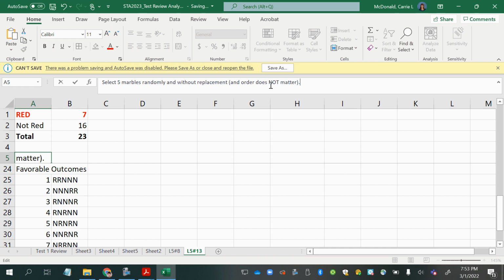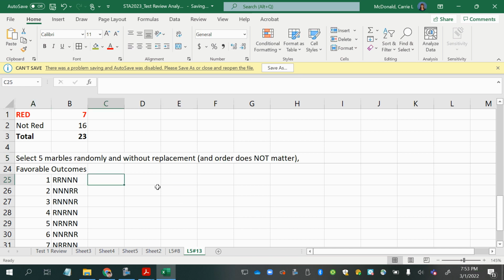So that means we can use combinations for this part of the problem. The combinations formula is programmed right into Excel, and that's just the combine function. Then you're supposed to put in the number of items, and then the number that you're going to select.